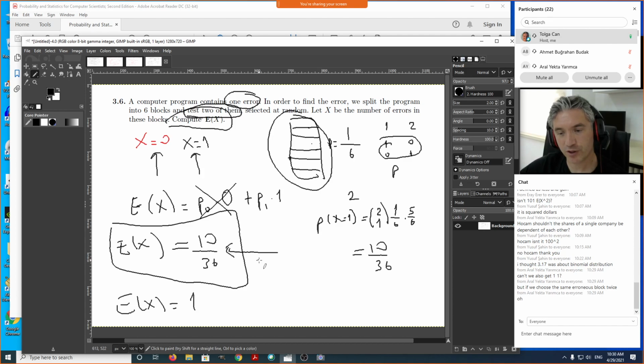The answer to this question is 10 over 36, and this is how I just use the binomial distribution. So this is P, this is Q. So this is P to the power K, Q to the power N minus K, which is both 1, 1 in this case, 1.